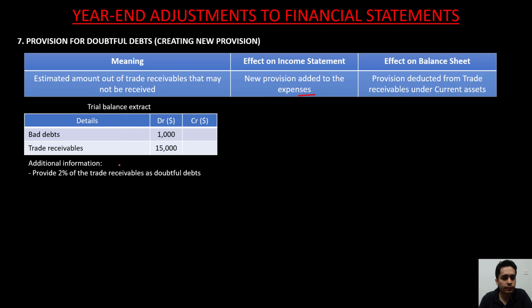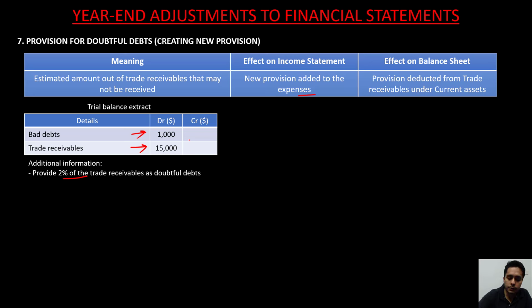In this example we have bad debts inside the trial balance of 1,000, trade receivables showing 15,000. Now out of this 15,000, they say that 2% of the trade receivables may not be received, and they want us to show it as doubtful debts.